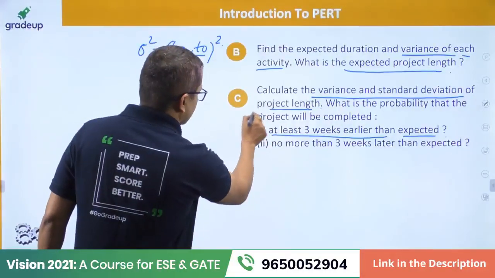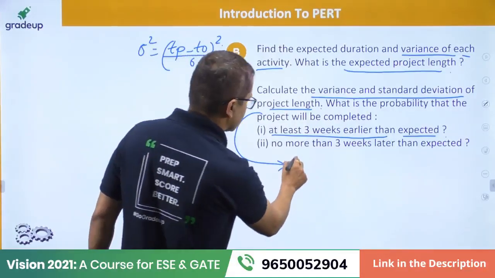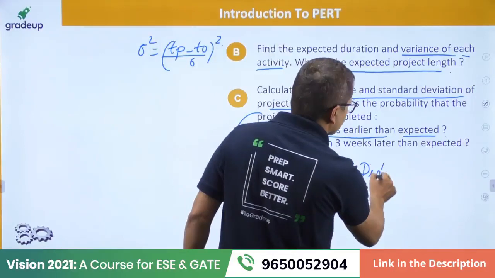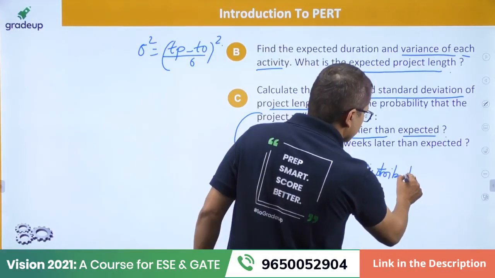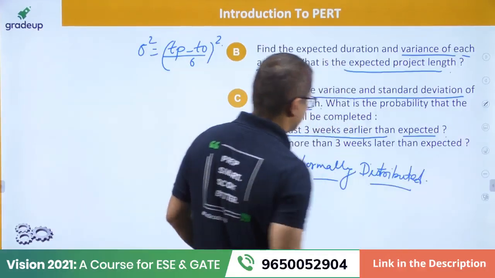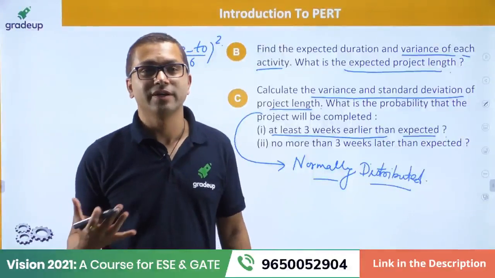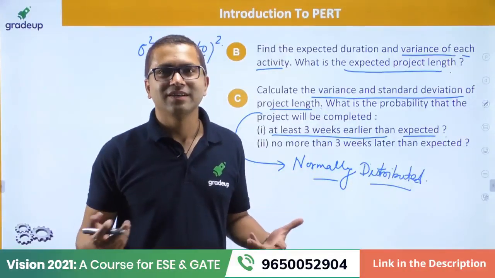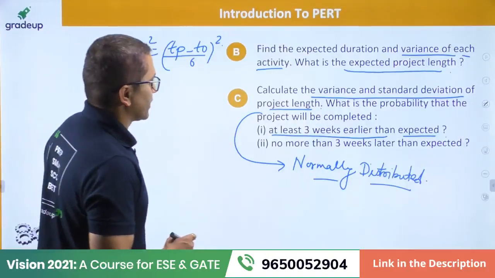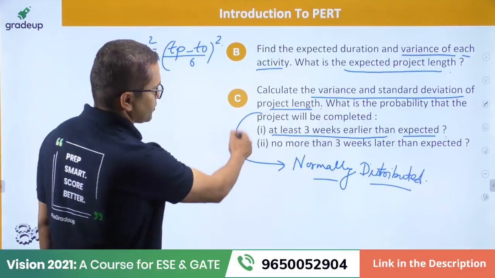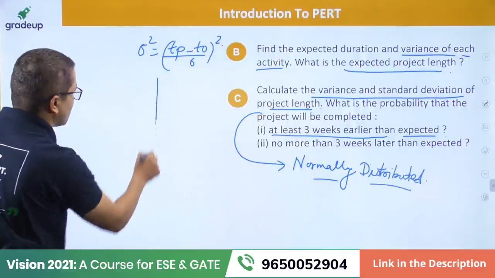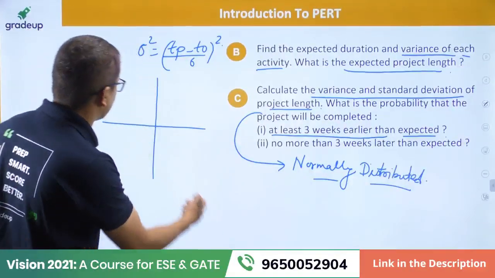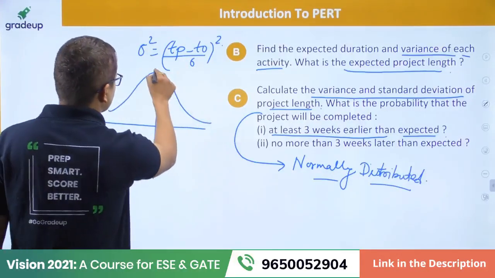Now please note that the project here in PERT is normally distributed. We'll talk about this when you take up mathematics, and I'm going to teach mathematics to you as well. We'll talk about what a distribution is, what a probability distribution is. Now a project is normally distributed, and why it is normally distributed we are going to talk about in mathematics. We'll understand what a normal distribution is and what the other distributions are as well.